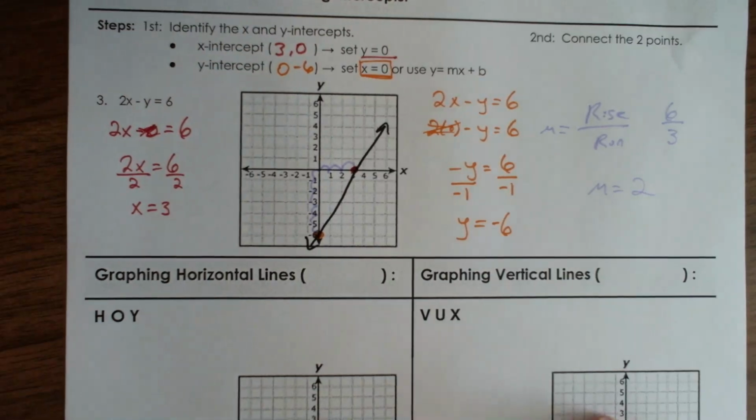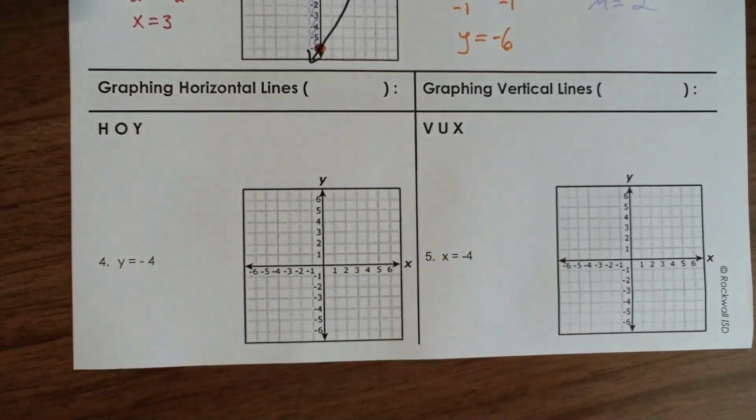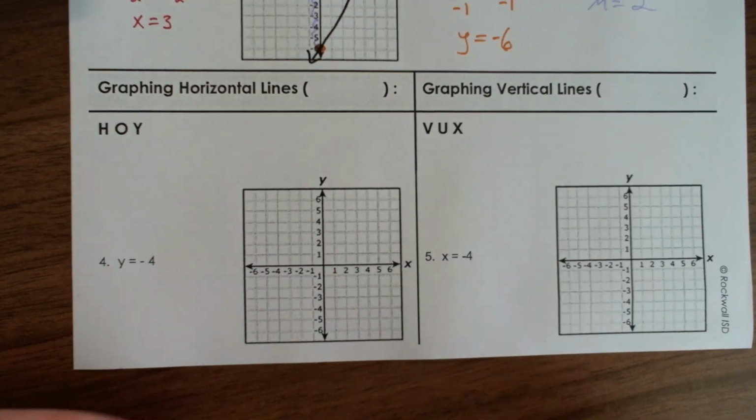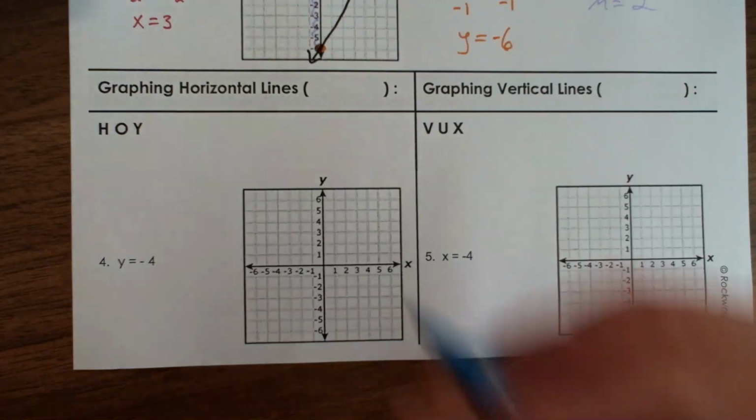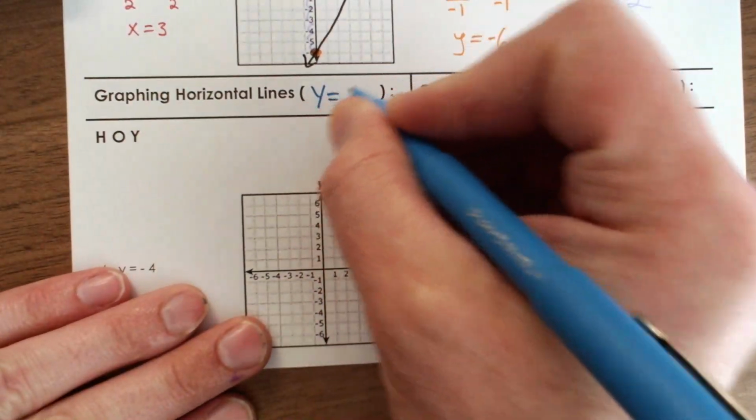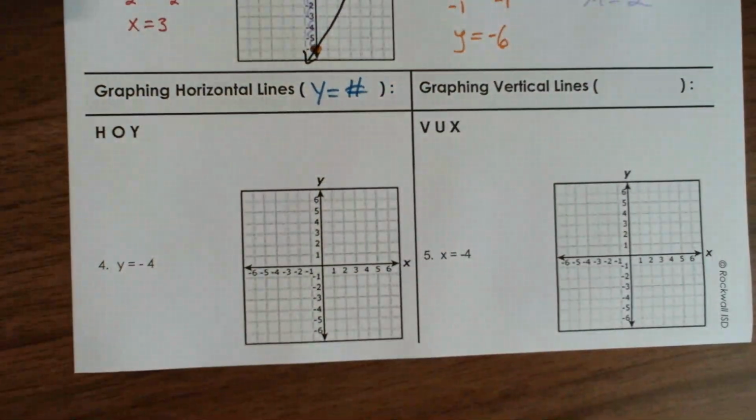All right, last 2 things. I'm graphing horizontal lines and graphing vertical lines. Horizontal lines. Remember, horizontal lines are lines where we're given y equals some number, okay?